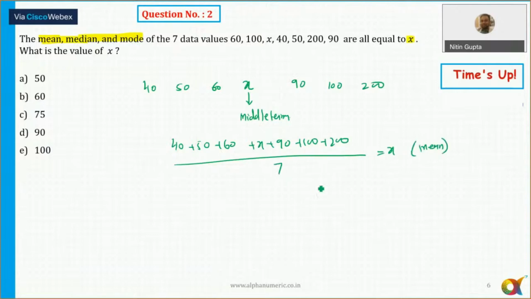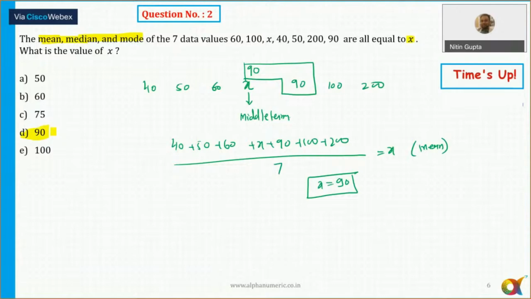So if you solve this, most of you have got the correct answer that x is equal to 90 here. And if I take x equal to 90, then you can see 90 also appeared 2 times. Maximum number of times 90 has appeared. So it means mode is also 90 here. So 90 is satisfying. So the correct answer is definitely option D, which is 90.